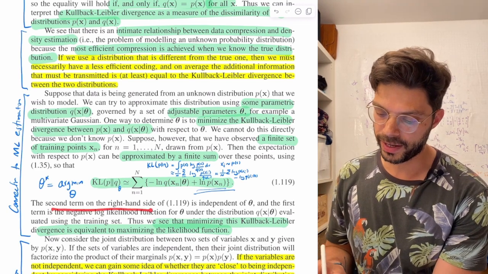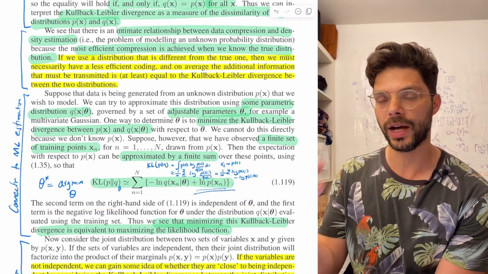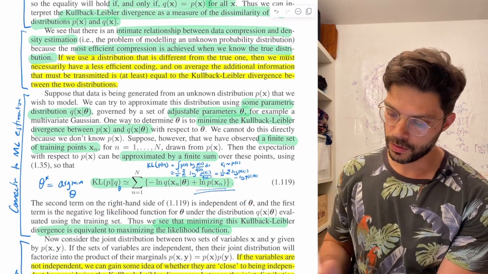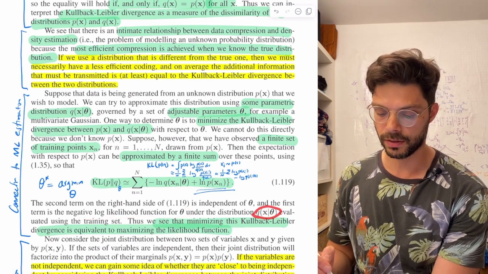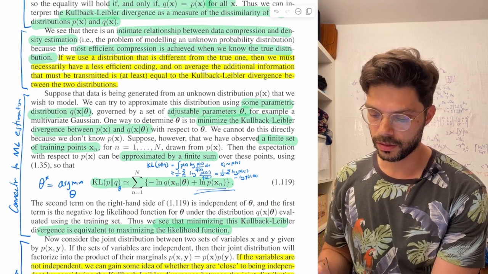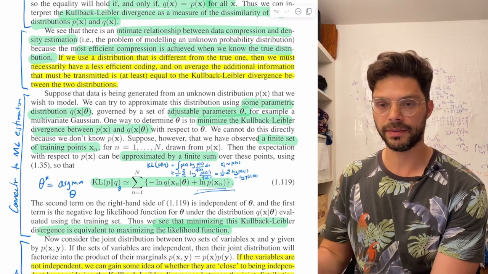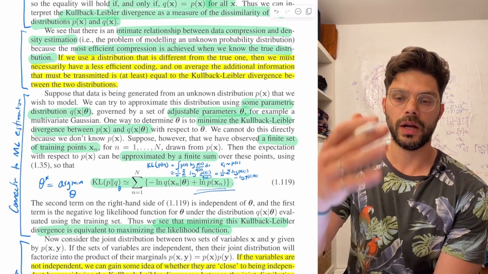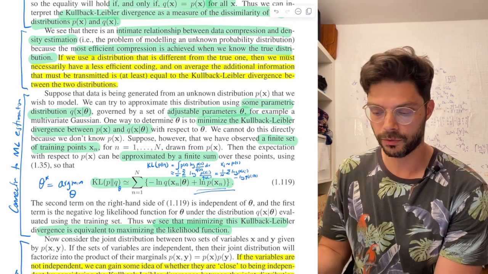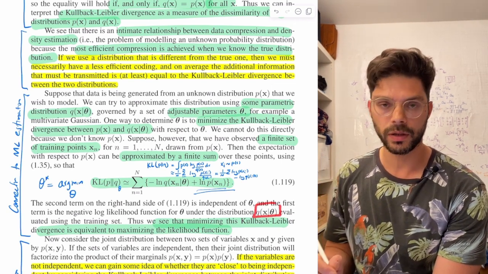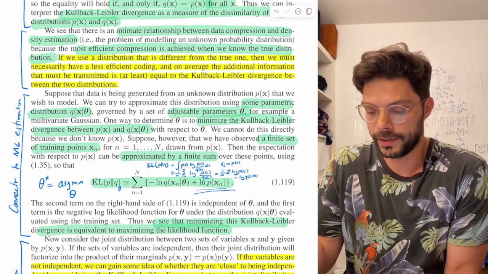The second term on the right-hand side is independent of theta. So this guy here, yes, it shows up in the formula, but we don't actually need it when we're doing the optimization. And the first term is a negative log likelihood function for theta under the distribution Q of x given theta, evaluated using a training set. So you essentially have some probability model saying that the likelihood of the parameter for some training x is this function, and now you're just maximizing that, which is the logarithm of that, which is just maximum likelihood estimation, basically.